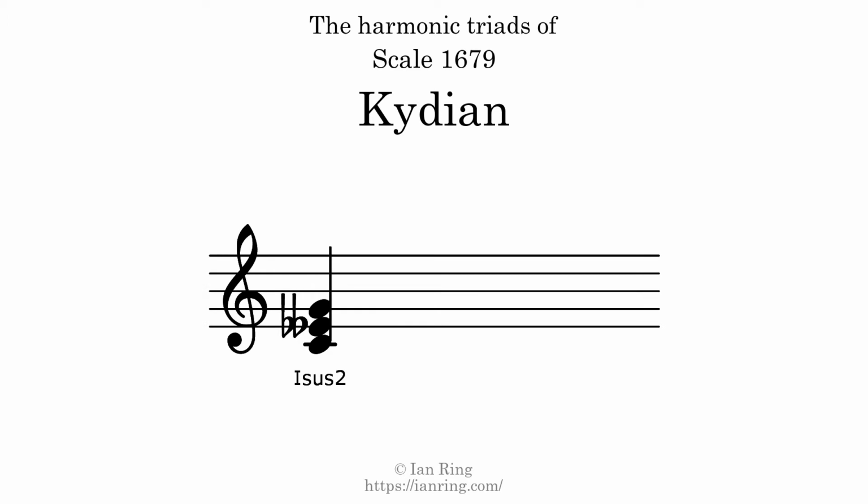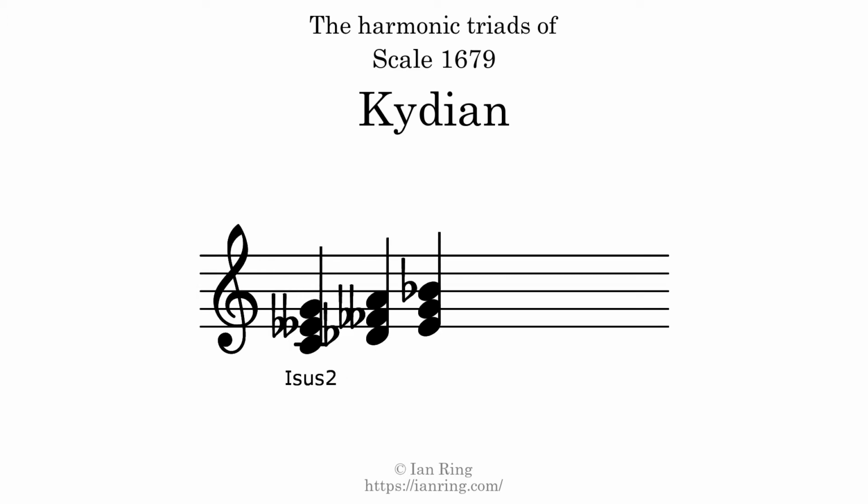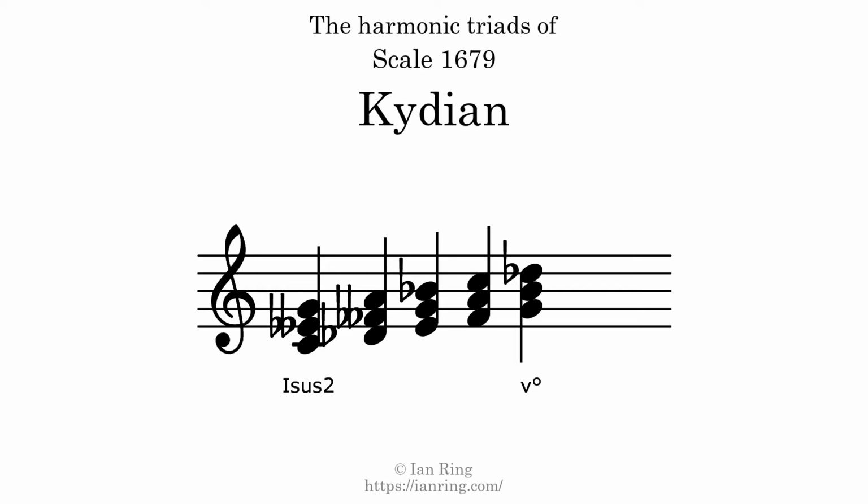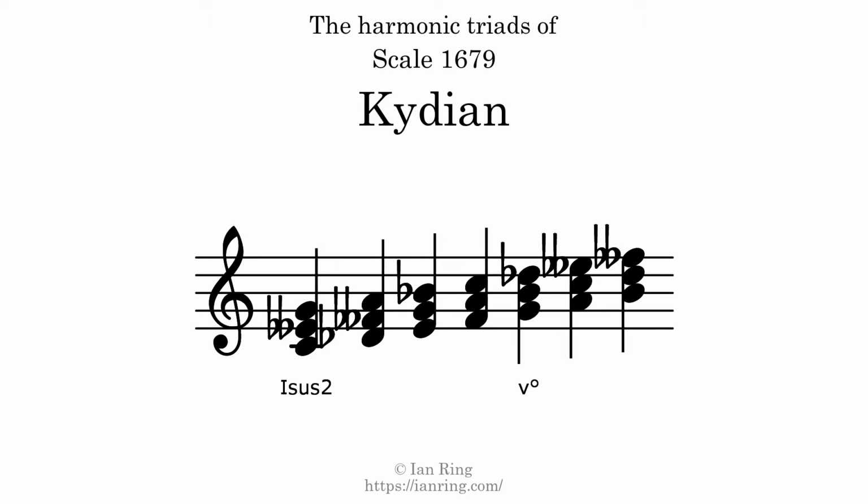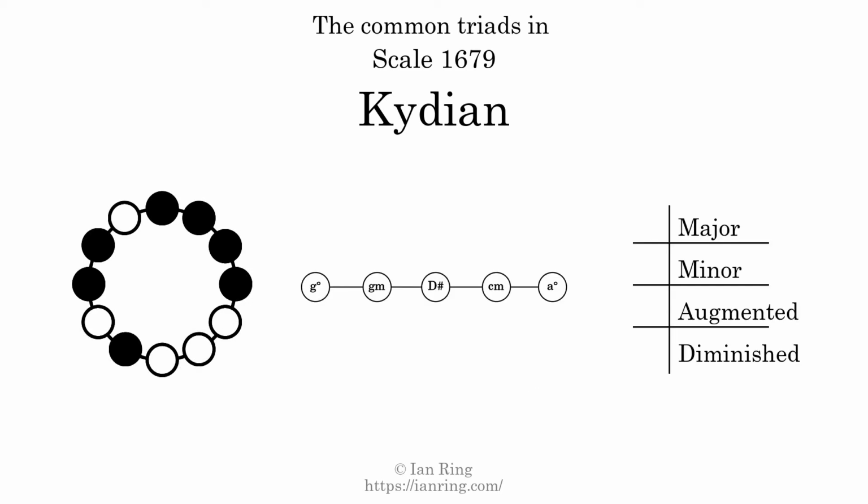sus2, unnamed, unnamed, unnamed, diminished, unnamed, unnamed. Here are the common triads present in this scale. The diagram in the center is a graph of parsimonious voice leading between triads.